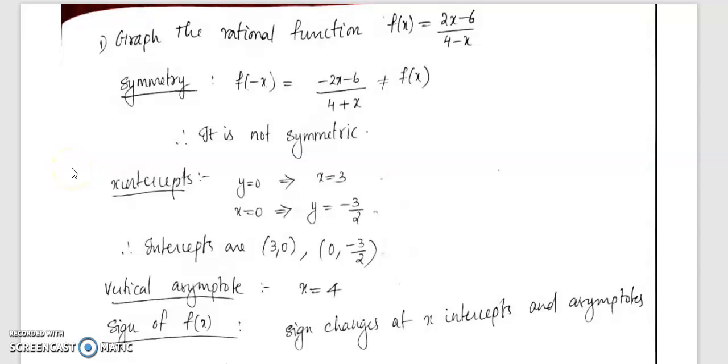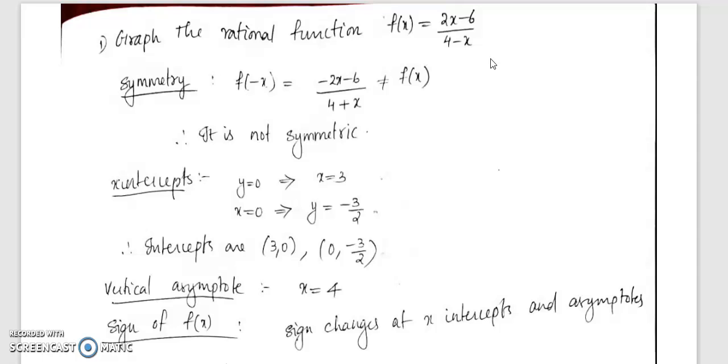Good morning all. So in today's class, we will look at sketching a few more functions. So the first problem is to graph the rational function f of x equal to 2x minus 6 by 4 minus x. So you need to write down all the steps while graphing. So we have 7 steps mainly.